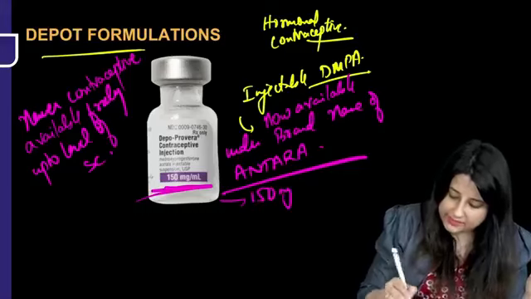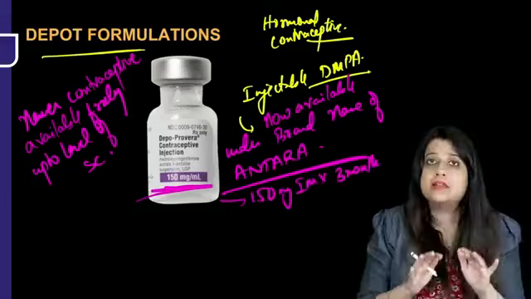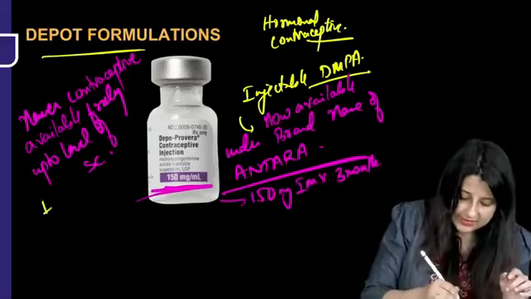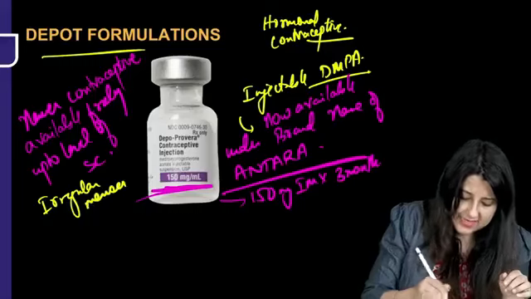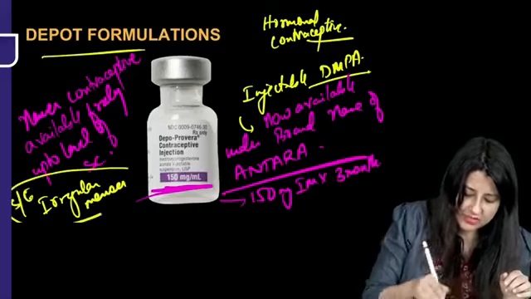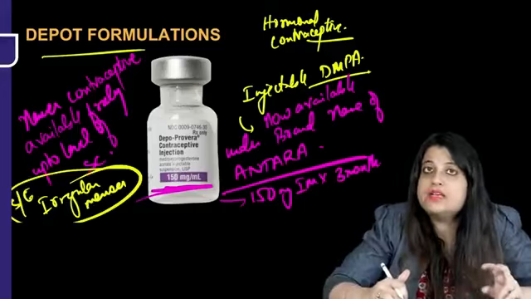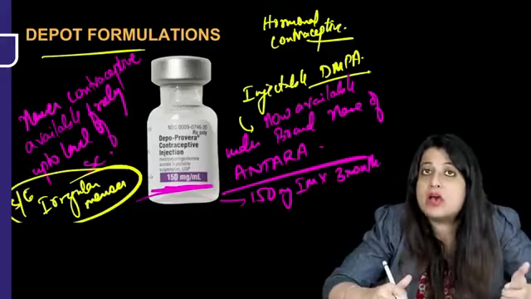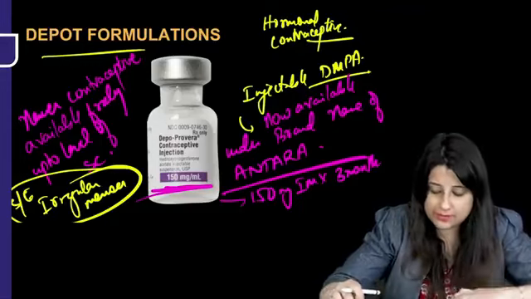You can see over here that the copper wire is present on the horizontal stem. Now look at the next image. This is Nova T. Okay, copper T 380 Ag. The side effect with this is irregular menses. Okay? Alright, but please remember that injectable DMPA is now available under the name of Antara under our National Family Welfare Program.